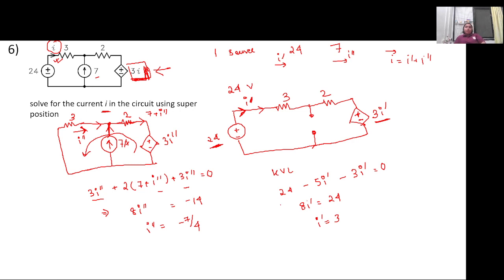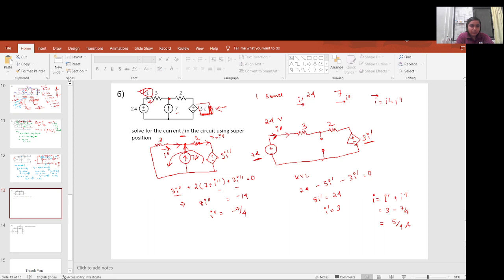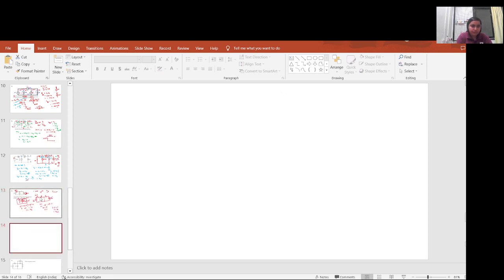Right? So the net current flowing I will now be equal to I1 dash plus I1 double dash, which is 3 minus 7 by 4, which is 12 minus 7 is 5 by 4. So the net current that is flowing across here is 5 by 4. Just to get a feel of whether we have done it right or not, let us quickly solve this circuit directly for I1. So let us do this for this particular circuit itself.